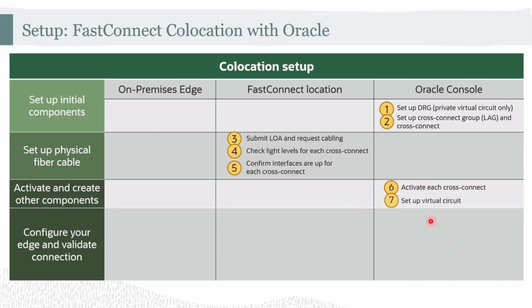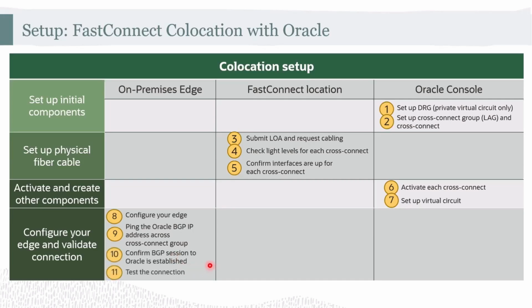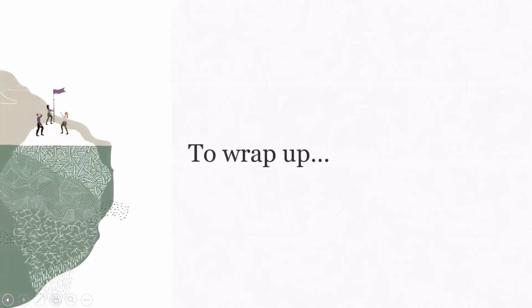After that, you can create one or more virtual circuits for your connection. The next step is configuring your edge, which means you need to configure each of your edge routers to use the BGP information for the virtual circuit. Next, you need to ping the Oracle BGP address and confirm that the BGP session is established. After that, you can test the connection. So this marks the end of this lesson. Thanks for your time.